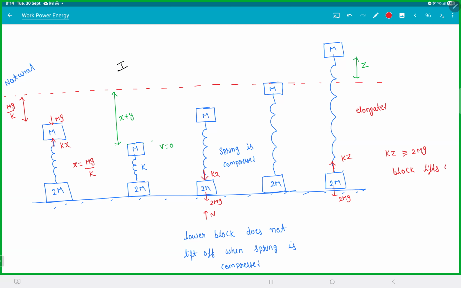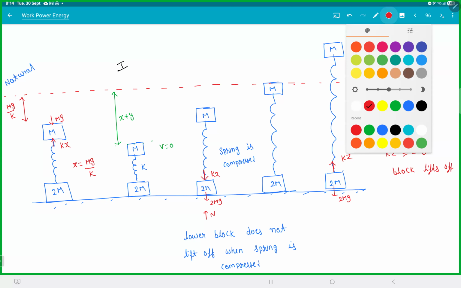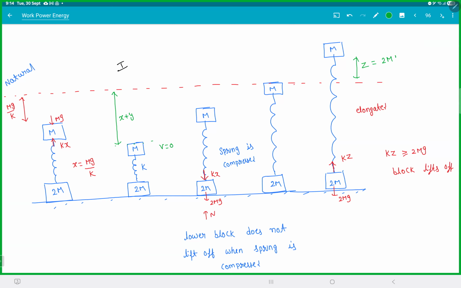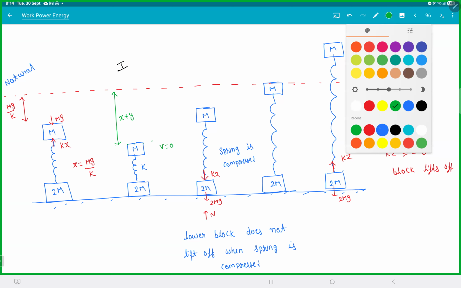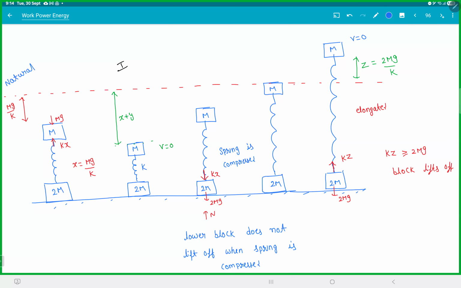So that is the thing you need to realize. For the lower block to lift off, the spring must be in an elongated state, not in a compressed state. So here you can clearly see, the Z value will be 2 mg by K, since you're asking for minimum. Remember, this is elongation, and at this position, your velocity is again 0, because again, you're asking for minimum. So the block will just reach 2 mg by K and then will turn back again. At this position, you will lose contact and the normal reaction becomes 0. This is my state 2. There, this is your picture. So basically, you're conserving energy between this state and this state.